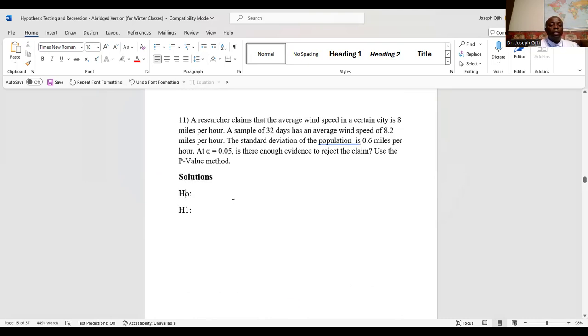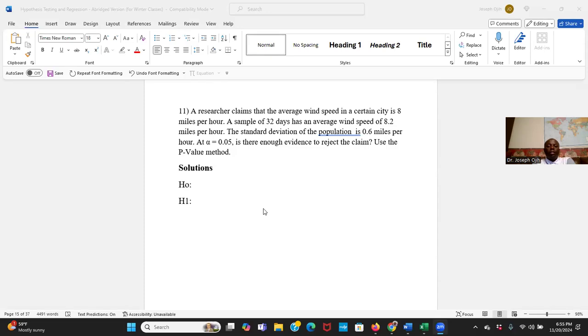Good. Now, I see a researcher claims that the average wind speed in a certain city is 8 miles per hour. A sample of 32 days has an average speed of 8.2 miles per hour. The standard deviation of the population is 0.6 miles per hour. At alpha 0.05, is there enough evidence to reject the claim? Use the p-value method.